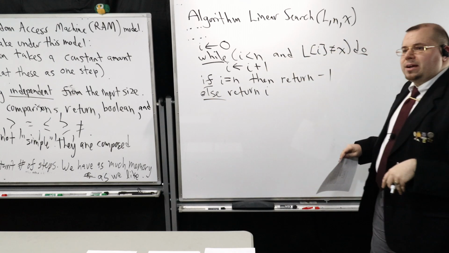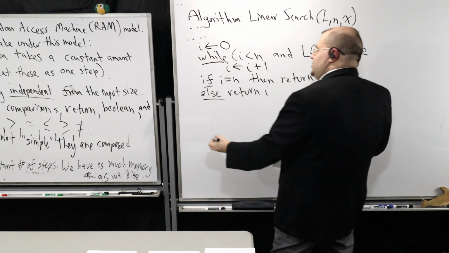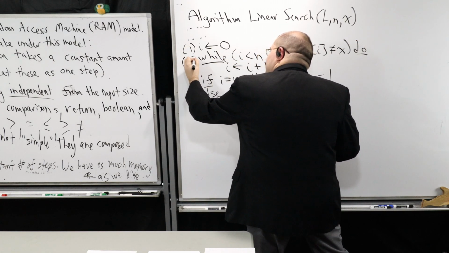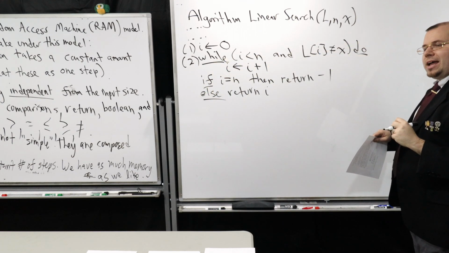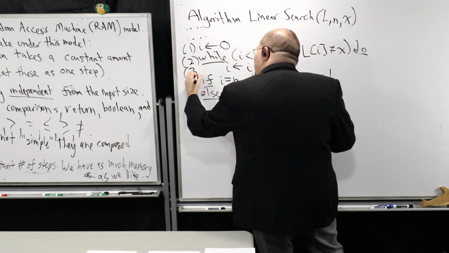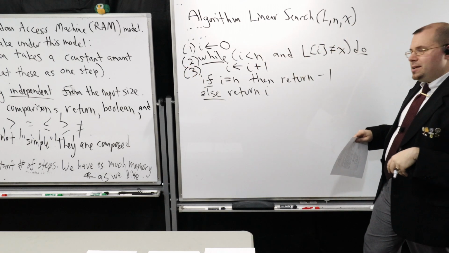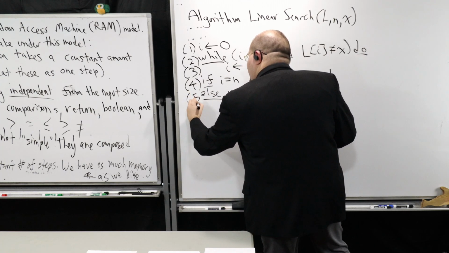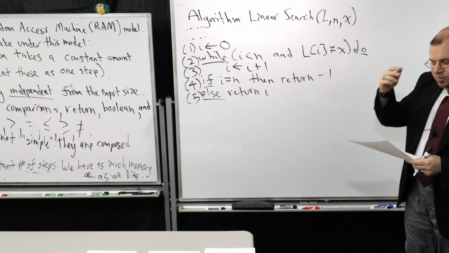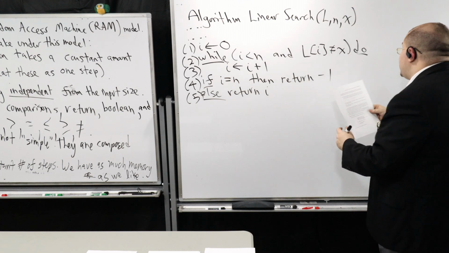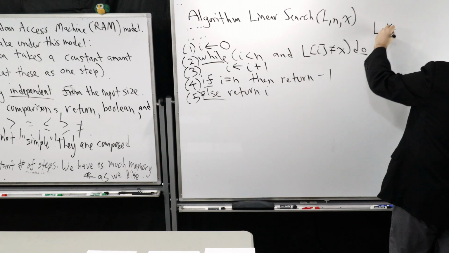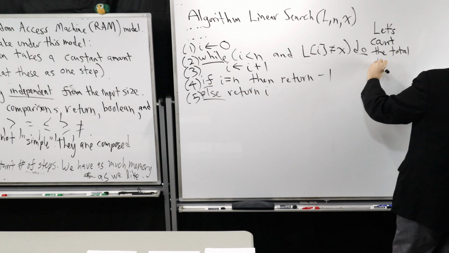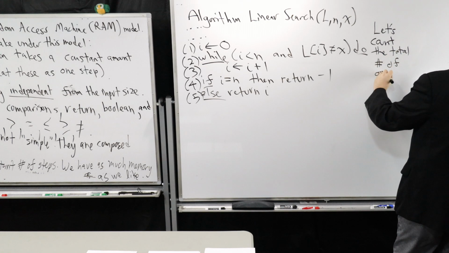So what I'm going to do is number all the lines for us, just to make this easier for us to see. I'm going to call the assignment there line 1. The while loop part here, I'm going to call that line 2. The line nested in my while loop is going to be line 3. Then line 4 is this if statement and line 5 is my else statement. So let's count the total number of operations.